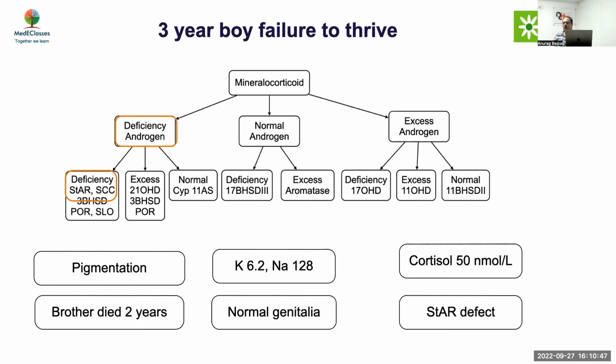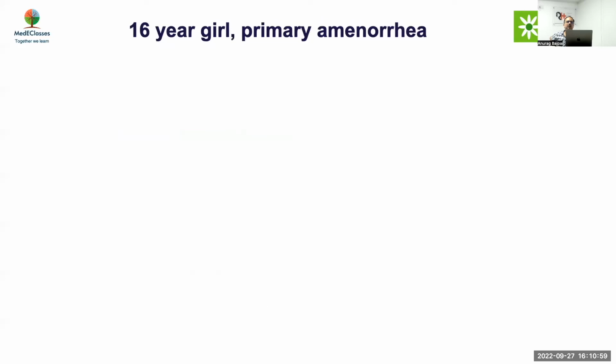So basically what we need to understand is that there are differentials of FGD. If you read about that, when we talk about adrenal, we'll talk about more. An isolated milder form of StAR also comes up there as one of the differentials.